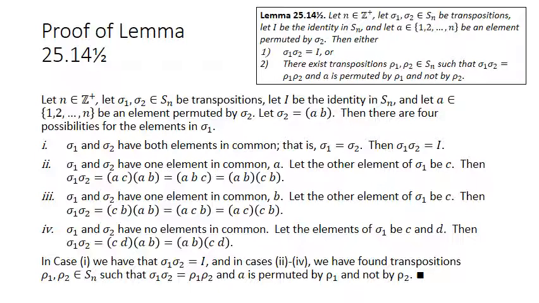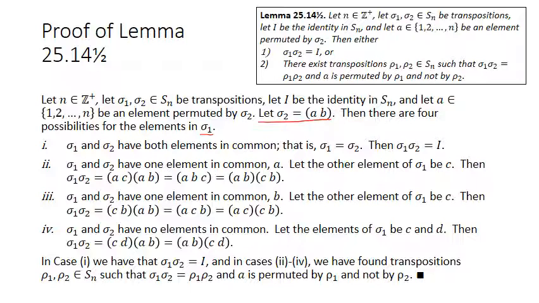Okay, so here's the new parts of the proof. So let sigma 2 be the permutation of A and B. We already knew it permuted A, so we had to put that one in there, and then we just have to put something else, so I'm calling it B. Then there are 4 possibilities for what the elements in sigma 1 can be. Okay, so here are the 4 possibilities.